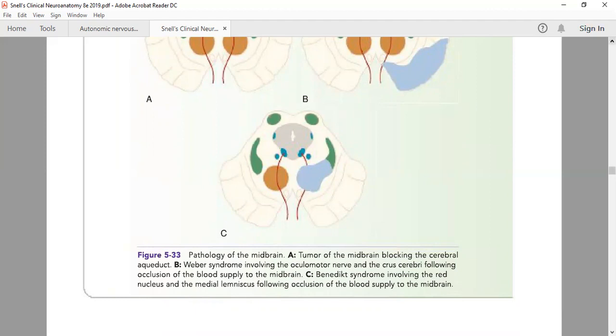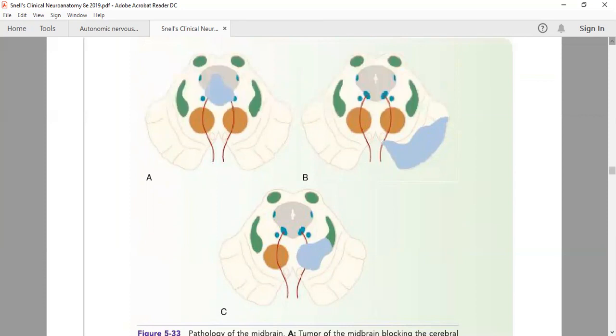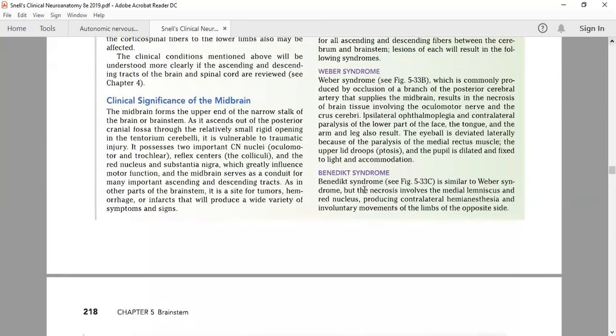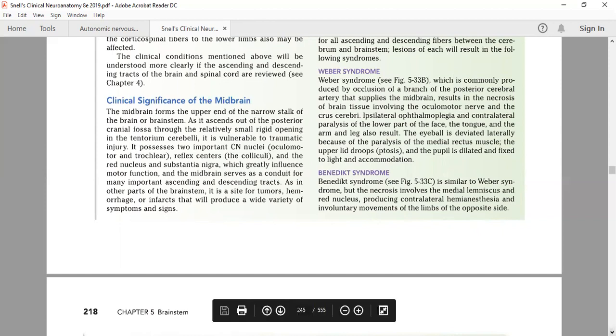So we have discussed the symptoms of Weber and Benedict syndrome. What happens in Benedict syndrome? It is similar to Weber syndrome, but necrosis involves the medial lemniscus and red nucleus, producing contralateral hemianesthesia, due to medial lemniscus damage, or involuntary movement of the limb of the opposite side, due to red nucleus involvement.